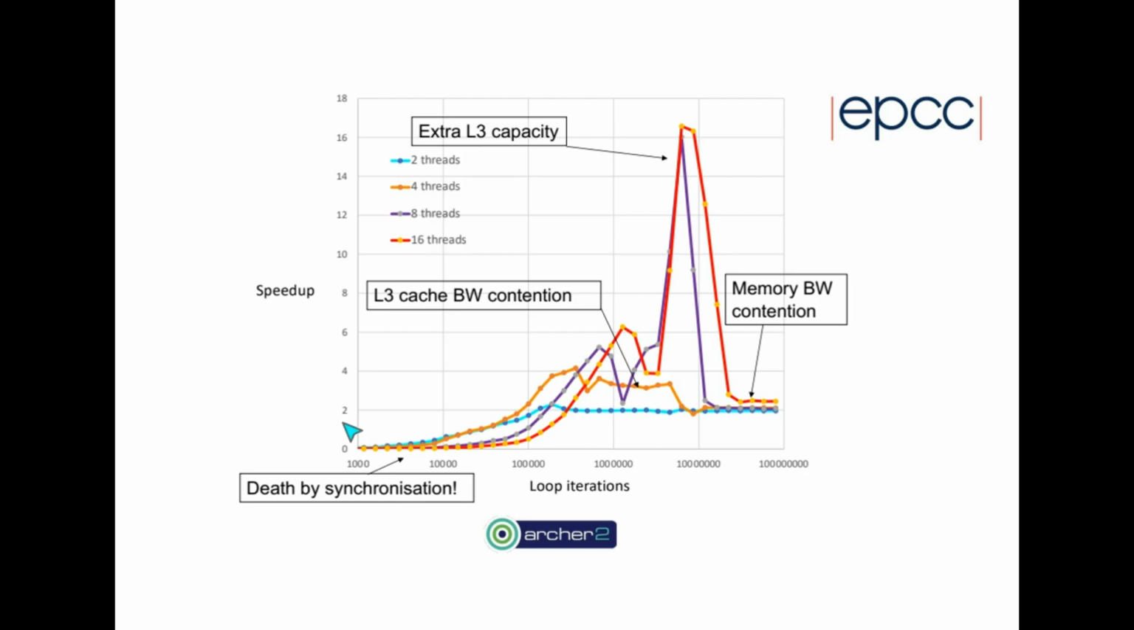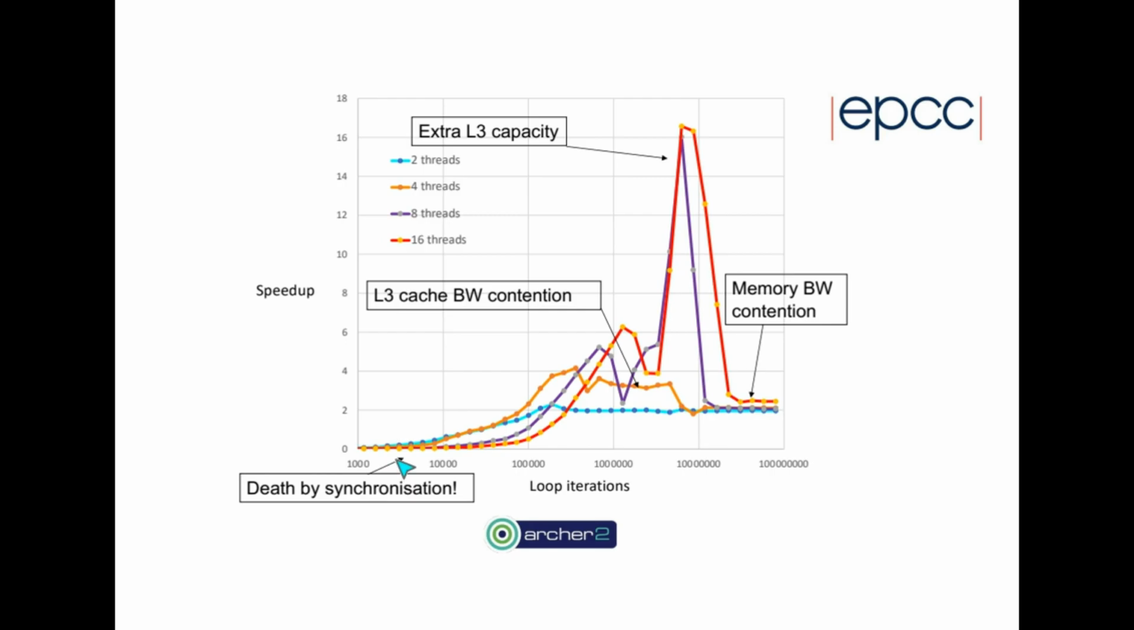So what can you see? Well, if you look at the bottom left-hand corner here, for small numbers of loop iterations, the speed up is actually much less than 1. And this is just the result of the overhead of the parallel region. This code is very efficient.